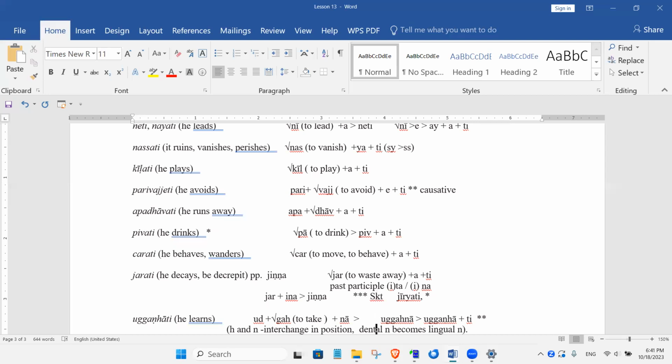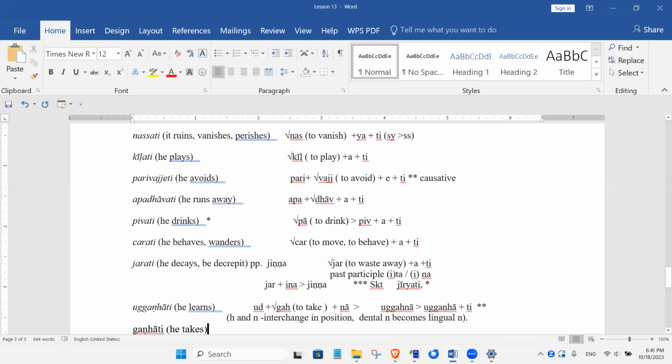Okay. Now the next one is he learns. The prefix ud, root is gah and na. There's a special change here because of the H sound: H and N interchange in position. After you change it, H and N become N and H. Then the dental N becomes lingual N. So you get uggaṇhāti. Another meaning is a ganhatic text, but uggaṇhāti means he learns.